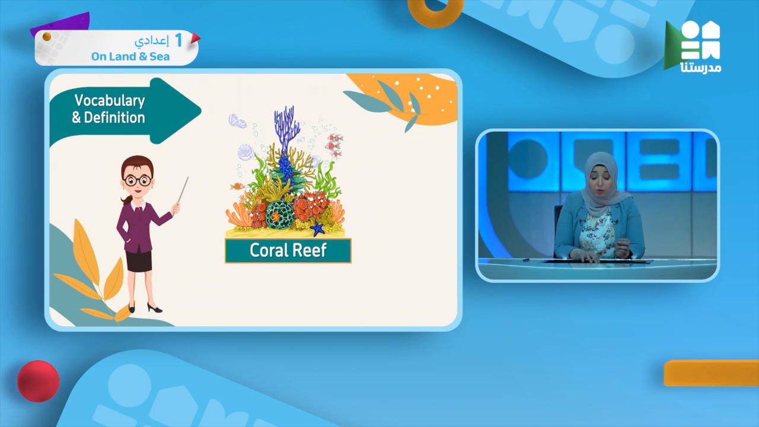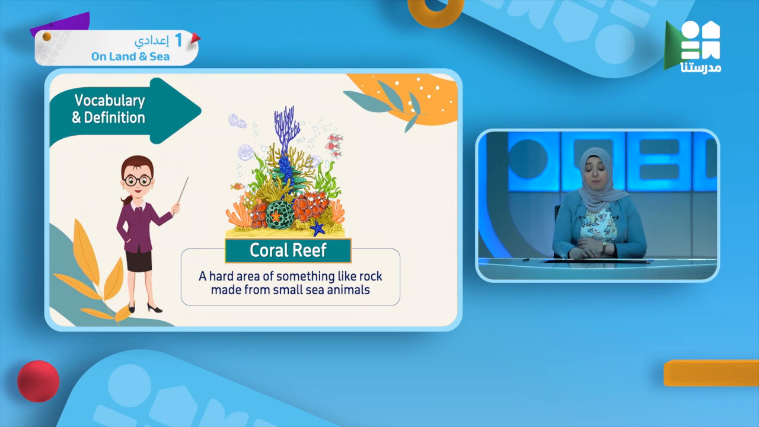Coral reef or coral reefs, الشعاب المرجانية. Hard area of something like rock made from small sea animals. هي شبه الروكس بس it's colorful، فيها ألوان، وكانت هي أجزاء من حيوانات بحرية ميتة قبل كده. It's called coral reef and of course it's common in the Red Sea. هنشوفها غالبا في منطقة Red Sea.